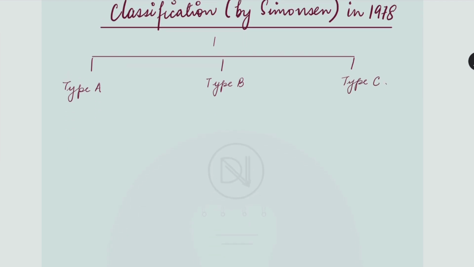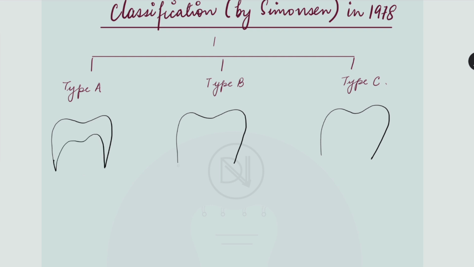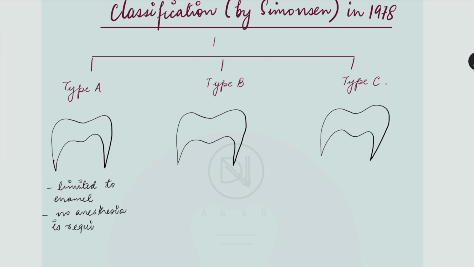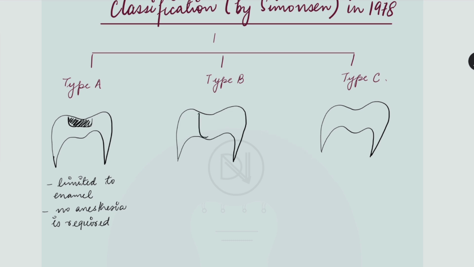Okay, so I'm going to show you a diagrammatic representation over here. Suppose these are the tooth structures in all the 3 cases. This is your dentine structure. Okay. Now, what happens over here? Type A is limited to enamel and no anesthesia is required. Okay, this is your enamel. It is limited to the enamel structures only. In type B, it is extended up to the dentine.